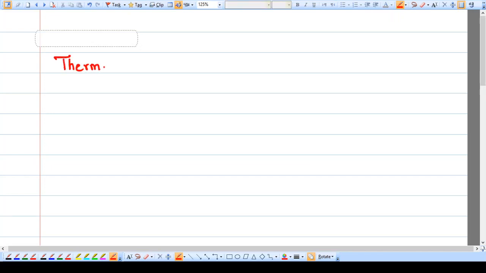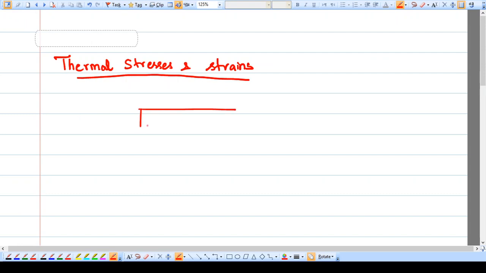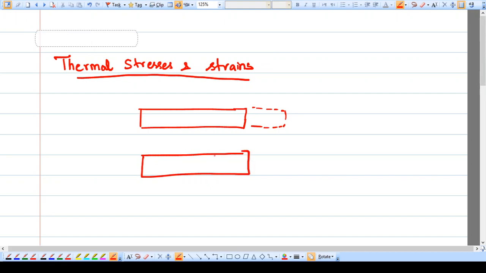Thermal stresses and strains. Most of the materials expand or contract when they are heated or cooled.